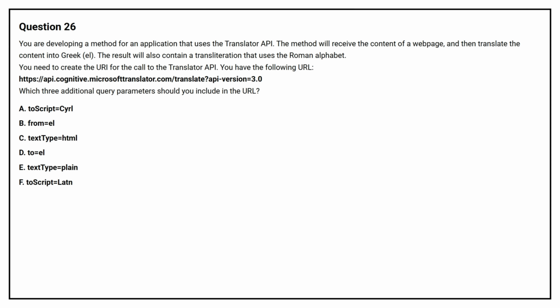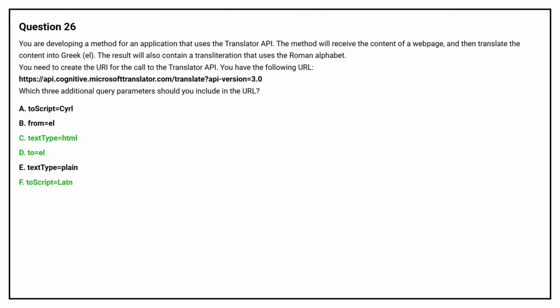Option A, toScript equals CYRL. Option B, from equals EL. Option C, textType equals HTML. Option D, to equals EL. Option E, textType equals plain. Option F, toScript equals LATN.